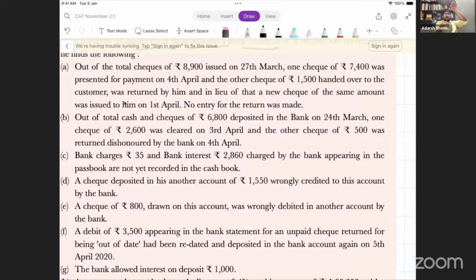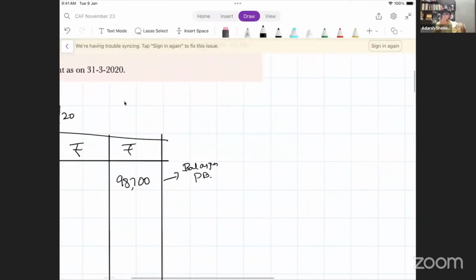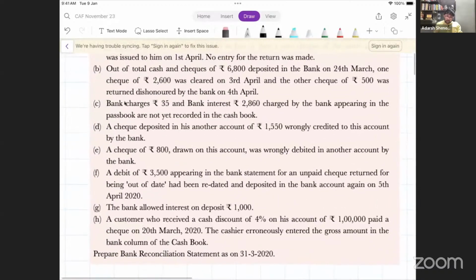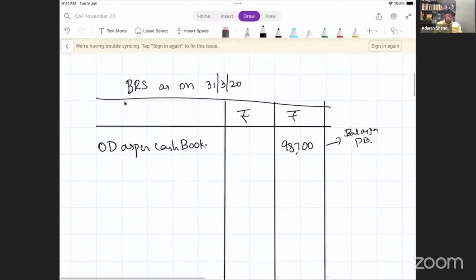So on 31st of March, this is how it is. The cash book has been increased because I deposited on 24th March. Immediately, I increased my cash book on 24th March. But in the passbook, the entry was not made up till 3rd April. So now this is 31st of March, and this is causing a difference. So now what should we do? The starting point is passbook, so I will have to add 2600.